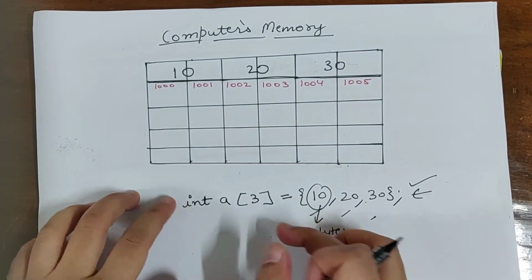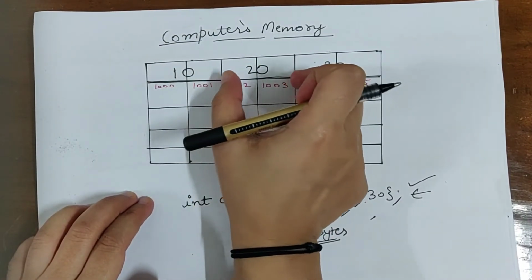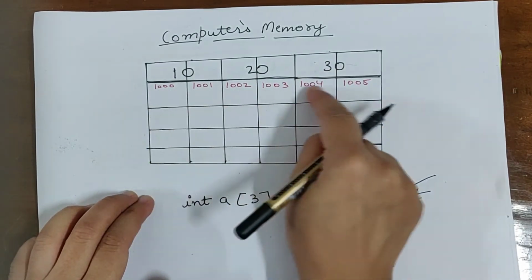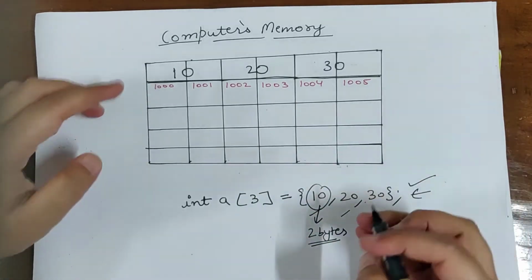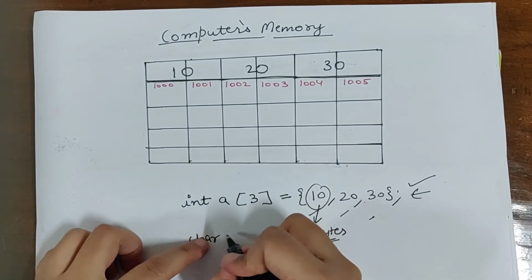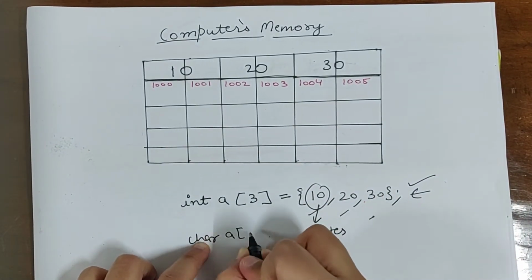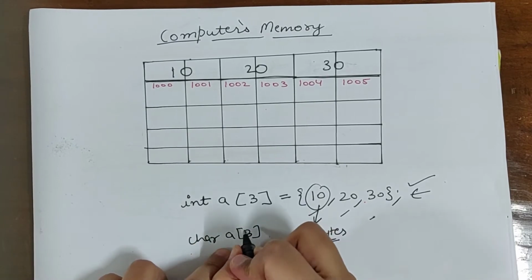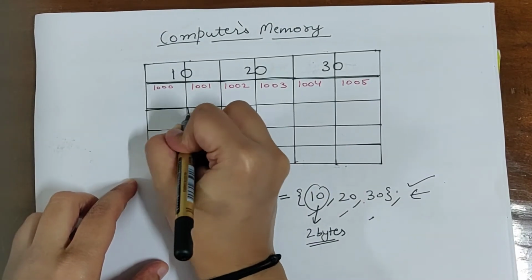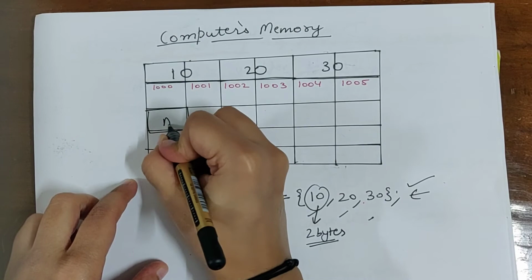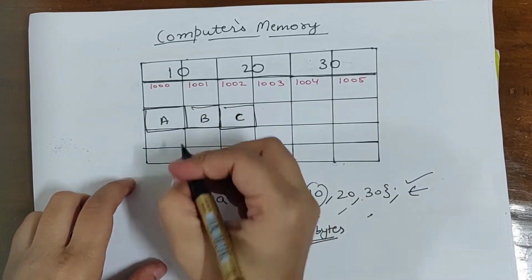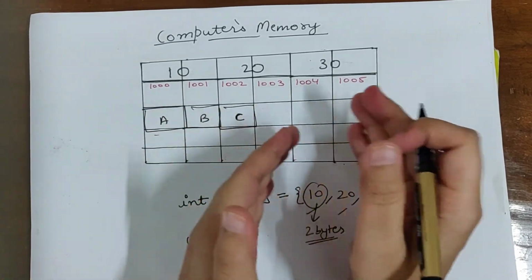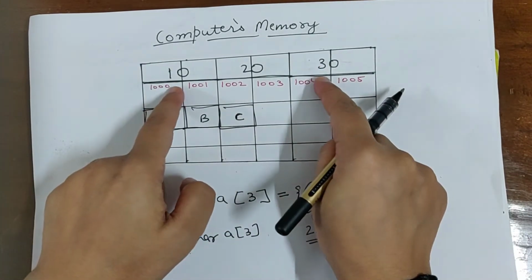So array means you are storing the elements in contiguous memory locations, one after another. And if it is a char, say I am storing 3 characters, then each will take 1 byte. So my data will be stored like this: first character here, second here, third here. So contiguous memory is allocated in case of array.